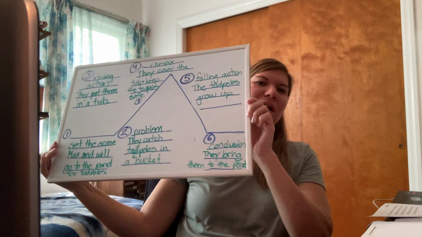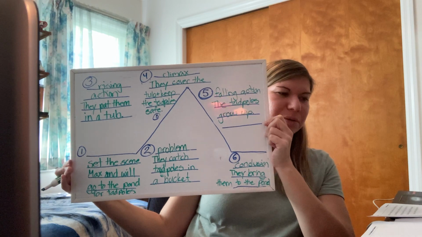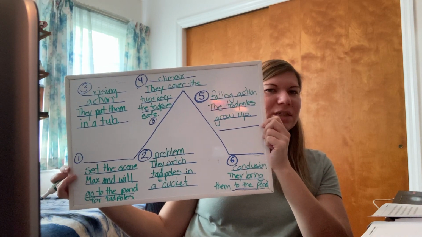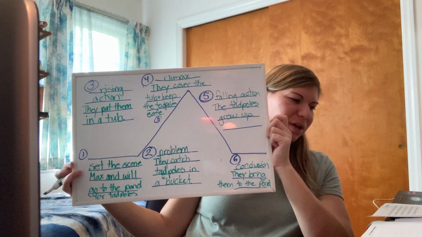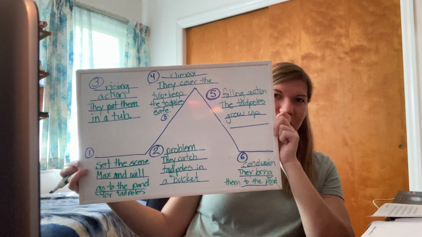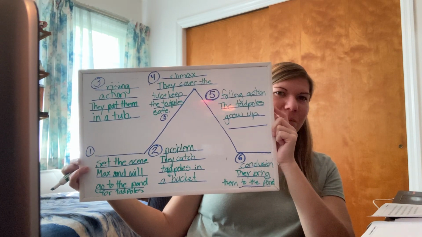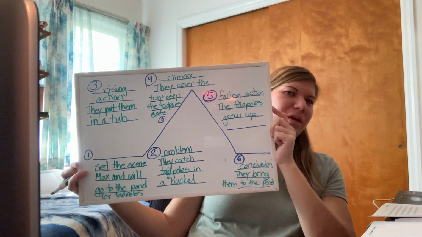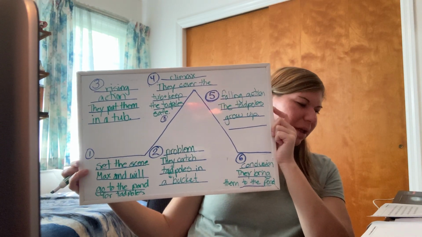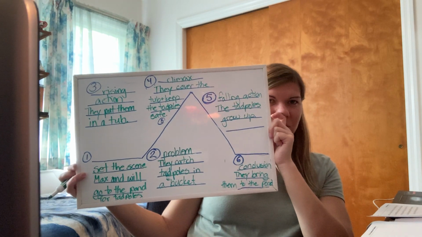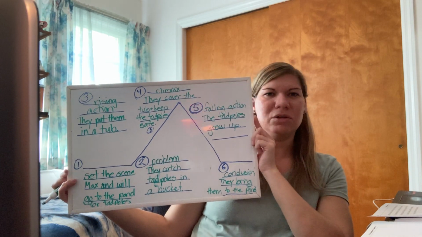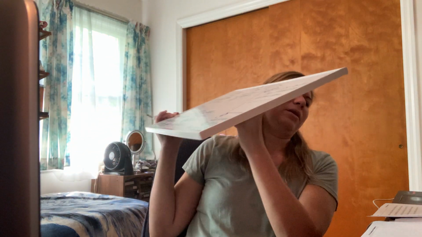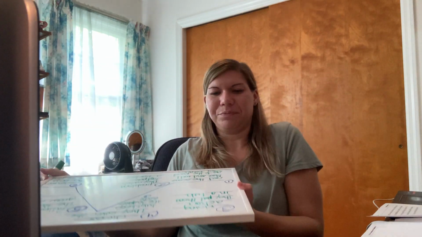So that is kind of the story arc with our tadpoles. It starts off with setting the scene of where it takes place, which in this case is the pond. The problem is that they have to find a way to keep the tadpoles safe. Their rising action is putting them into a tub at home. The climax is what they do with the tub by keeping it safe. The falling action is kind of they're watching the tadpoles grow into frogs, and then finally the conclusion is they release the now frogs back into the pond and in the wild.